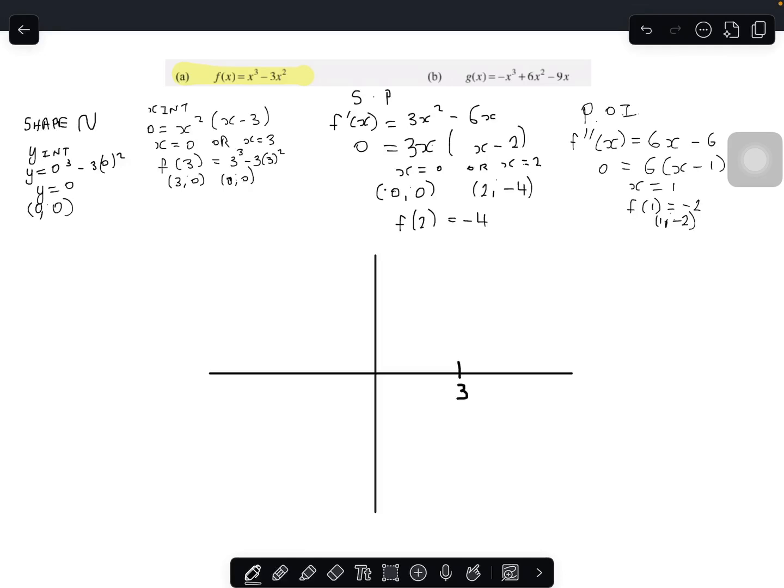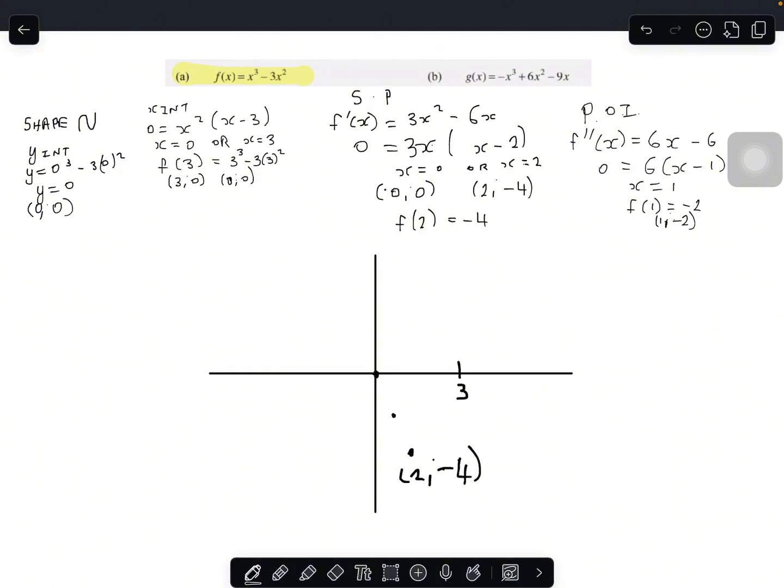So that means our graph is going to turn here. It's going to turn again at 2 and negative 4. So that point there is going to be 2 and negative 4. So this is another one of our stationary points right here. And then the last thing we need is our point of inflection, which is at 1 and negative 2, which would be about here somewhere. So we have all the key points in this function.